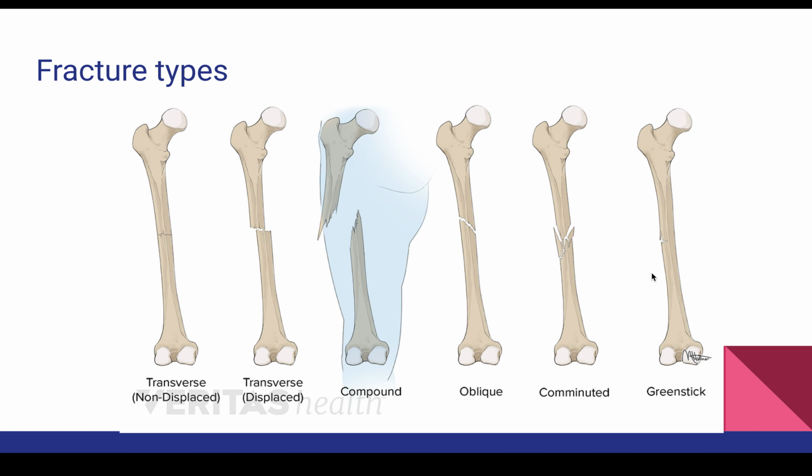What are the fracture types? So what you came here for. You can get a transverse fracture, which can be non-displaced or displaced. Displaced would be complete, and this would be incomplete. That means that the bone is completely torn apart.